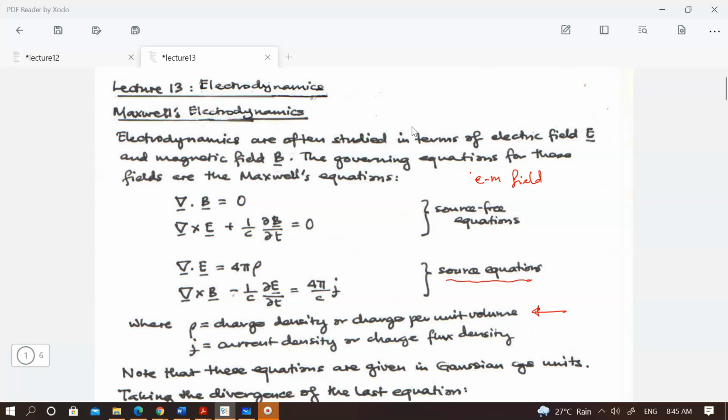And for the other one, which has the curl of B and the time derivative of your electric field, this corresponds to another type of source, which is your current density. Both these equations are then called the source equations. One is talking about the current, the other is talking about the charge.